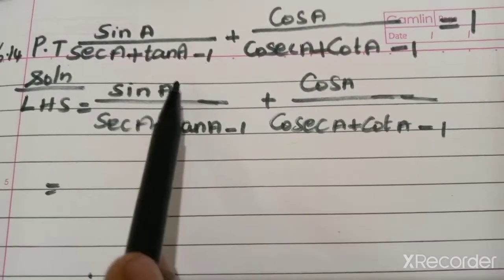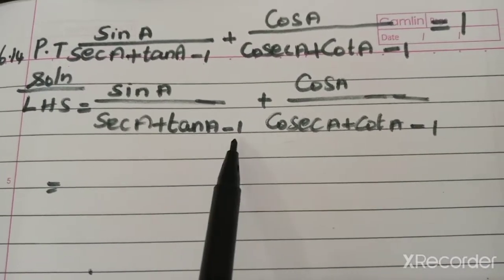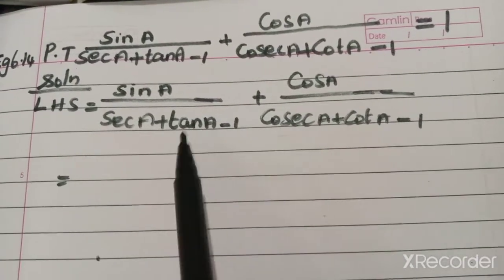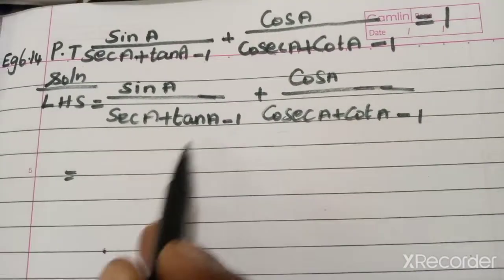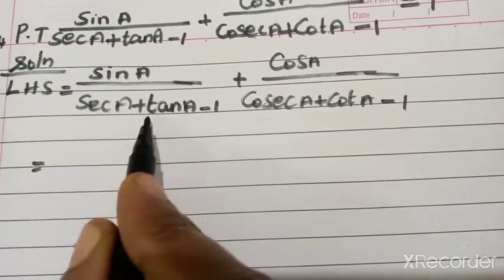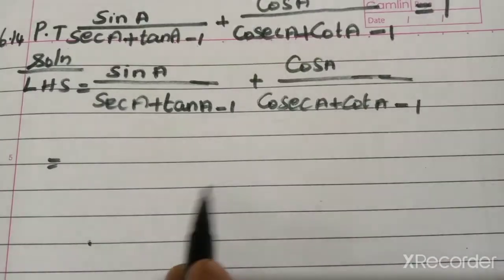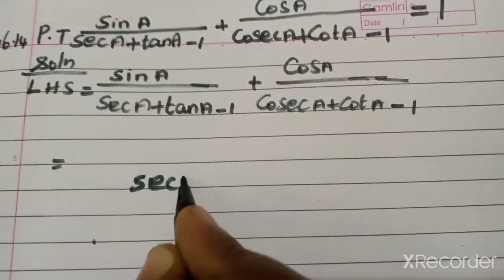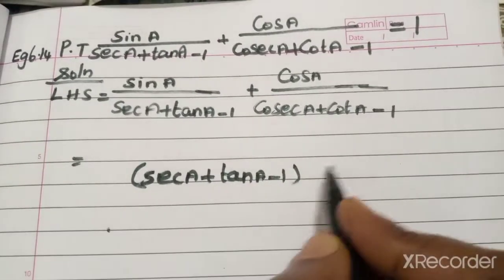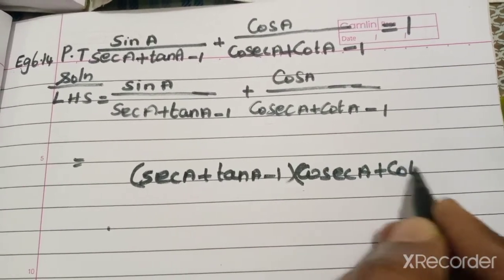Okay, so here numerator is in the sin ratio. Okay, denominator is secant tan minus 1. Here also cos ratio by cosecant cot. Let us take the LCM, that is easy. Okay, so LCM of the denominator is this, both the terms we have to multiply, right? Okay, so what is the LCM? Secant A plus tan A minus 1 into cosecant A plus cot A minus 1, as it is, right? Both the terms.